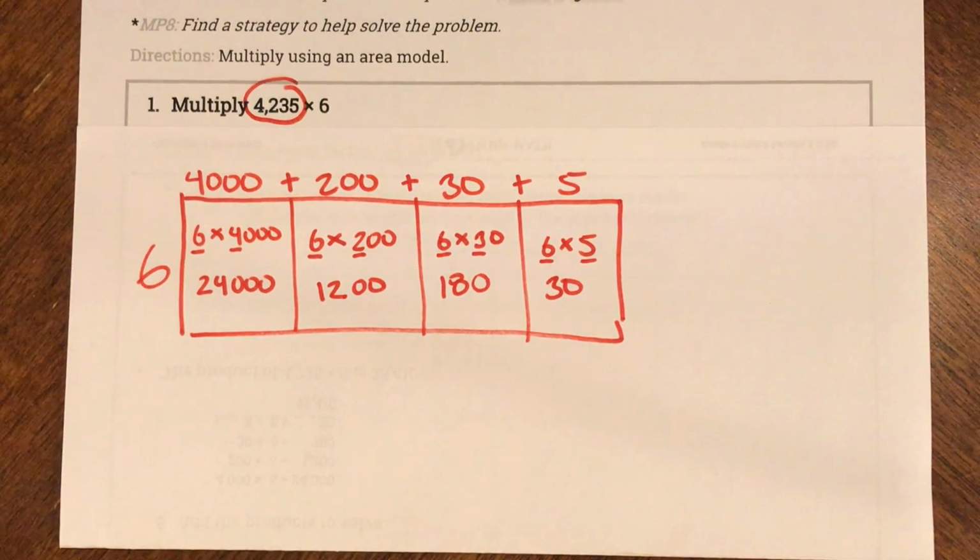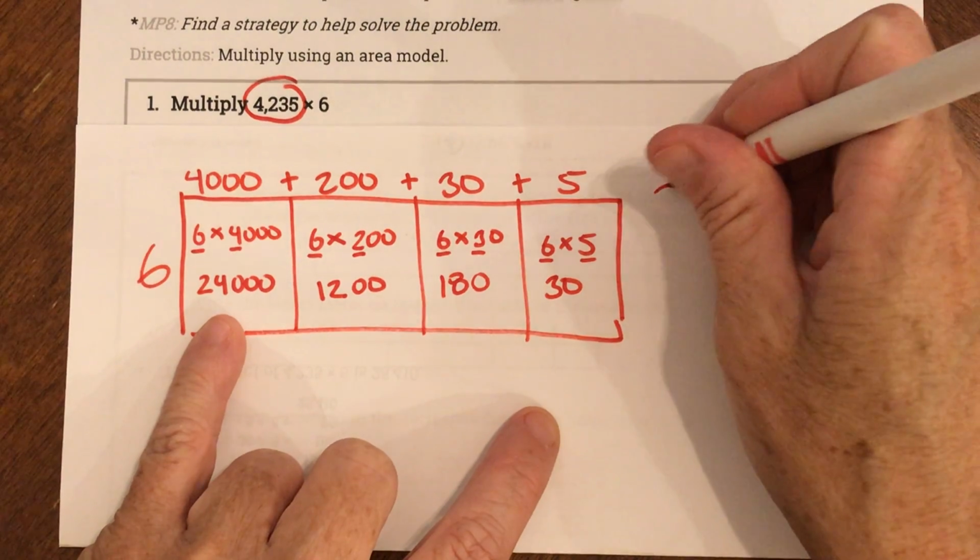Now step 5 says I'm going to add up all those products, which I'm calling partial products, to solve. So what's my first one?